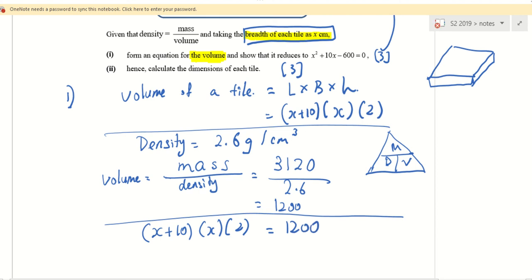Now, can you suggest what to do next? Make one side 0. Expand. Make one side 0 is correct. You want to expand? Expand first. You want to divide also can. Which one? Because there's a 2 here, I can divide the 2 over, right? But I expand also can. So I expand first.